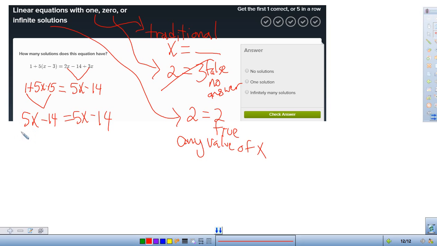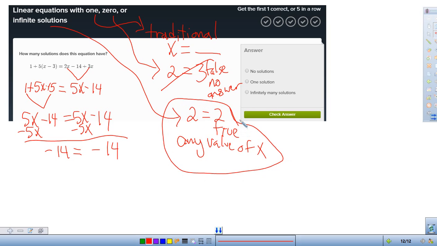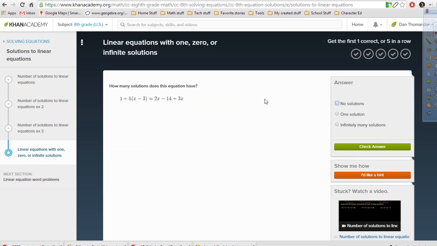Now I'm going to take away 5x from this side and take away 5x from that side. And what I end up with is negative 14 equals negative 14. Well, that's just a true statement no matter what I would put in there for x. So since it's a true statement, that means there are infinitely many solutions. Okay? So we're going to go ahead and mark that there. And I'm going to show you on the calculator what that looks like.